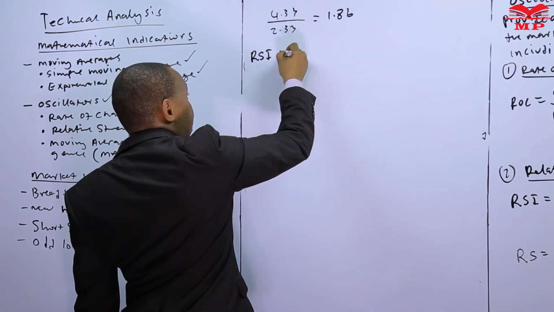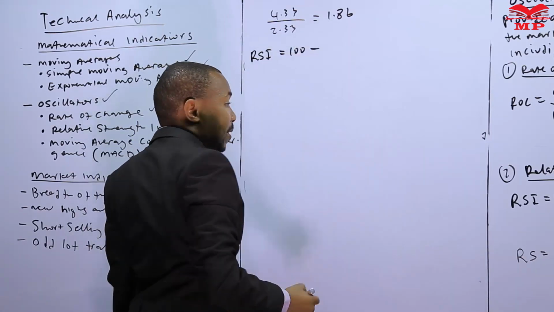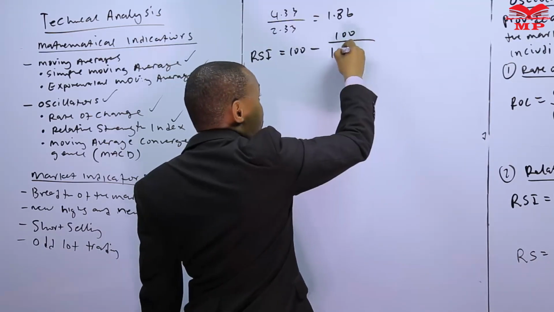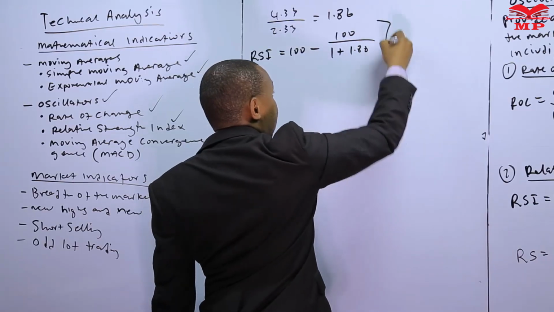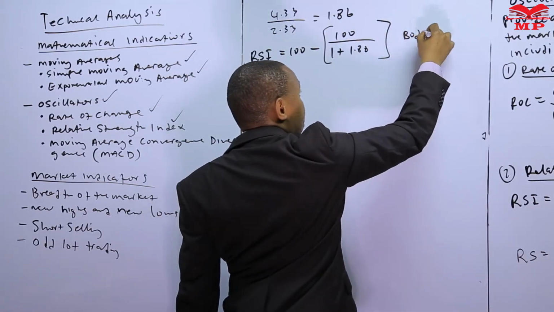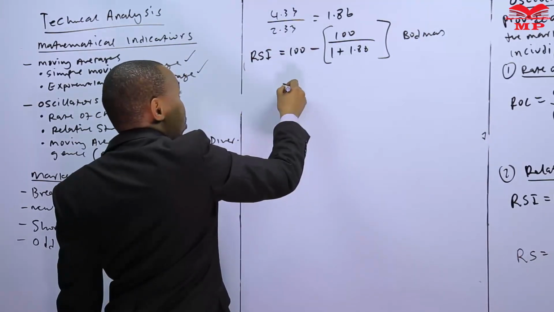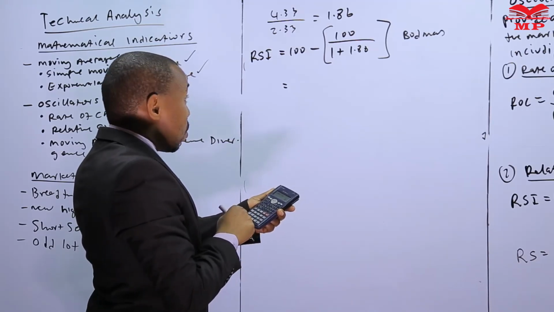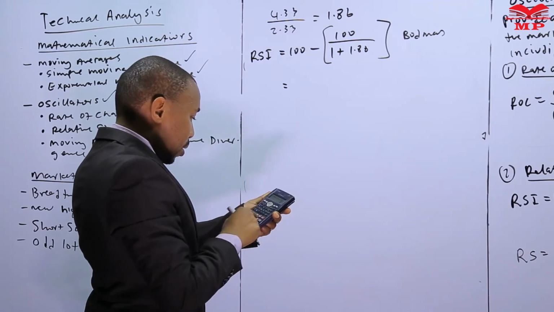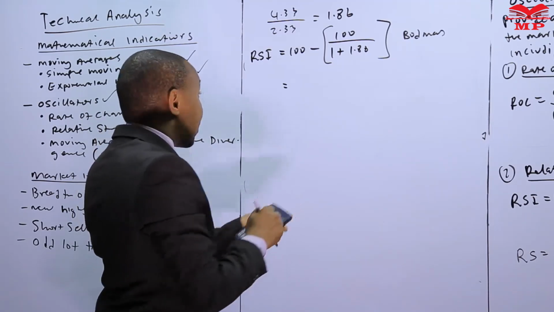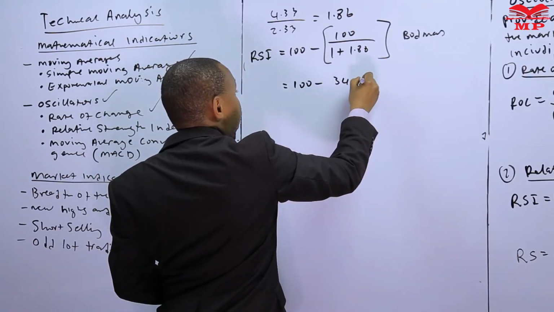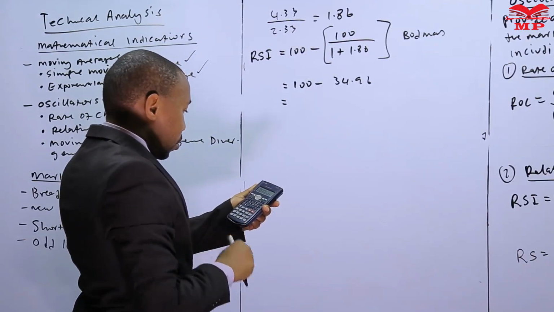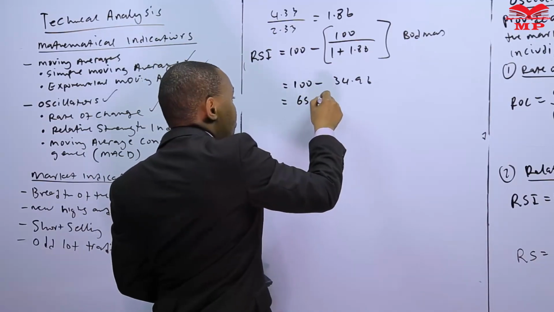So RSI is given as 100 minus 100 over 1 plus the relative strength. 1 plus the relative strength is 1.86. Remember the law of BODMAS: brackets should begin first. So we have 100 divided by, open the brackets, 1 plus 1.86, close the brackets, equals 34.96. So 100 minus 34.96 gives us 65.03.